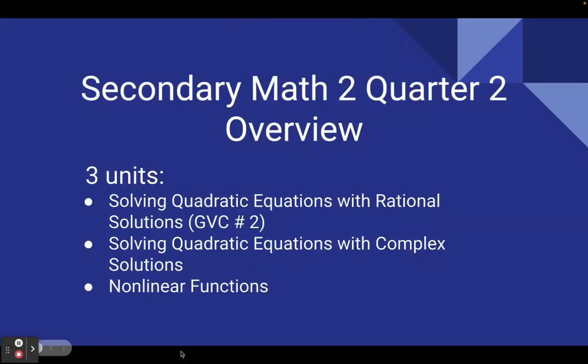For those of you who are just joining us for quarter two, welcome. For those of you who've already been doing the whole semester, you are halfway through if you've just finished quarter one. So that's a good milestone. Keep in mind, we have 3 units in this quarter.